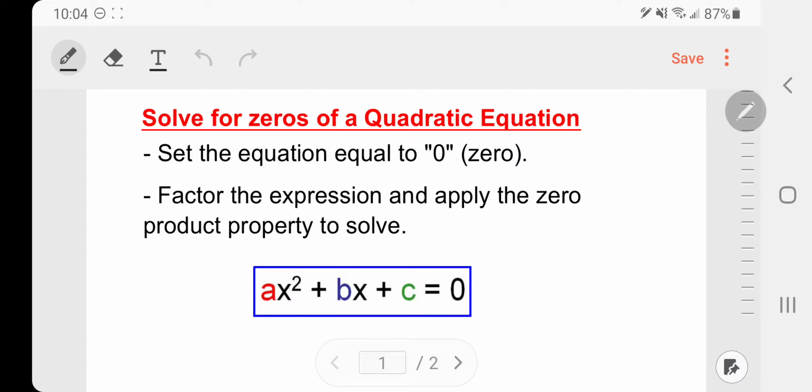Just like the prior lessons on solving for zeros from these different quadratic equations, you are first setting the equation equal to 0, making sure that your quadratic is written in standard form, meaning that the exponents are in descending order from left to right. All right, let's take a look at a quick example of this.